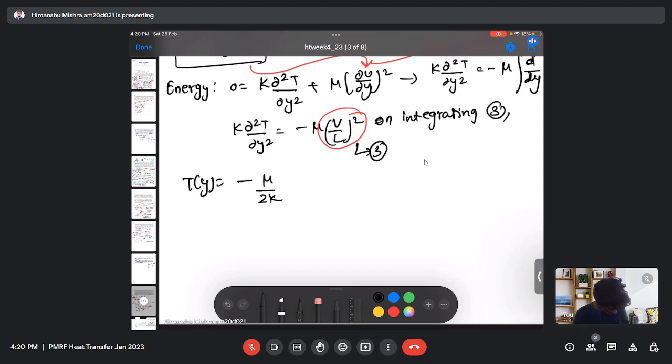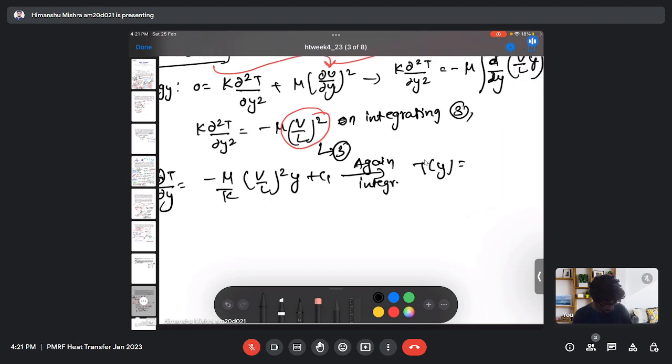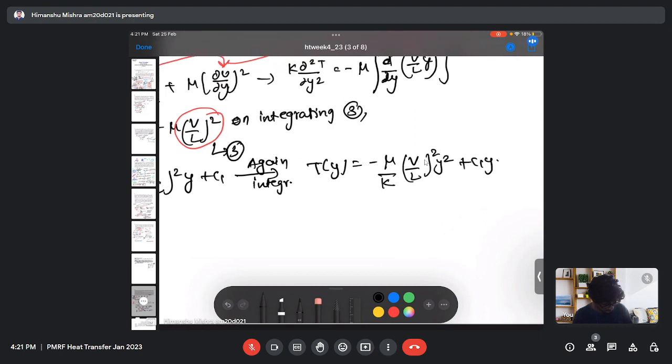Okay, let me do it step by step. So when I integrate this for the first time, I can write this as y plus c1. Now again integrate, I can write my temperature profile as k y square plus c1 y plus c2. Let me write this as c3 and this is c4.